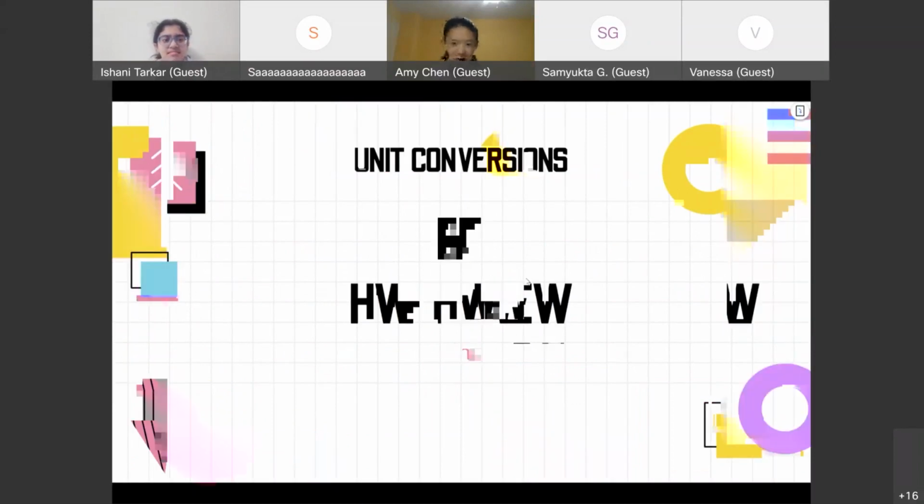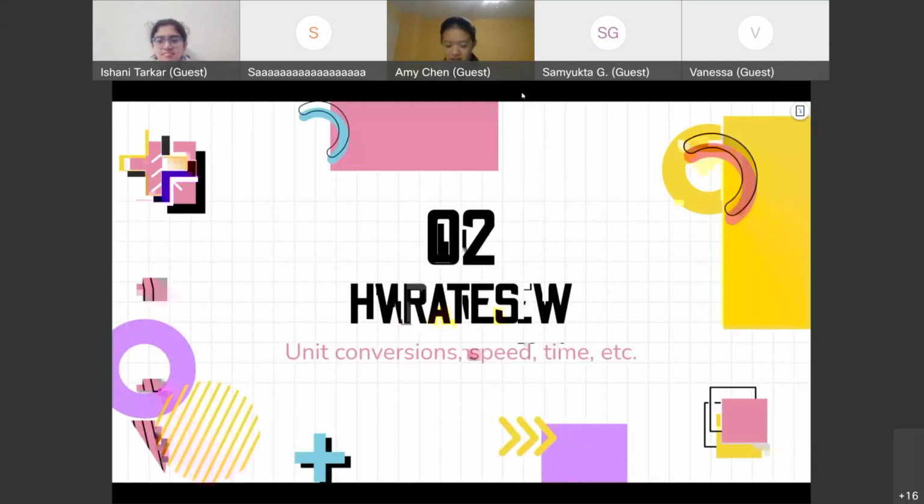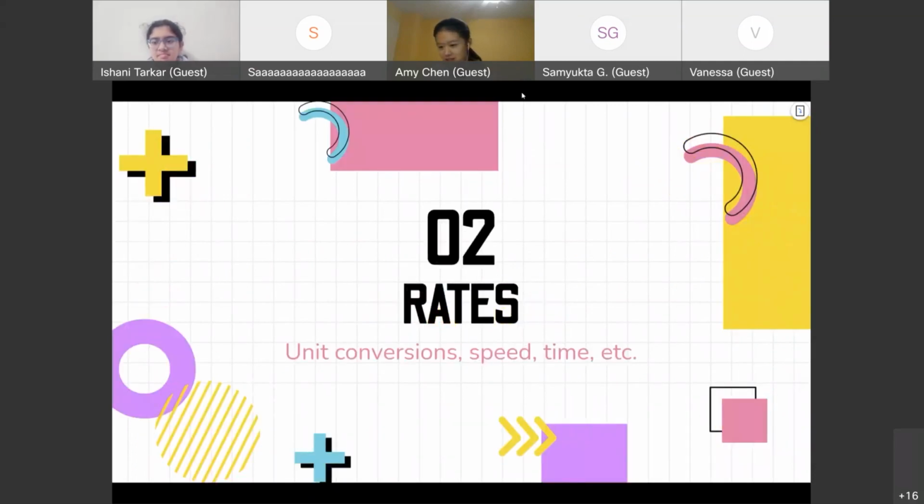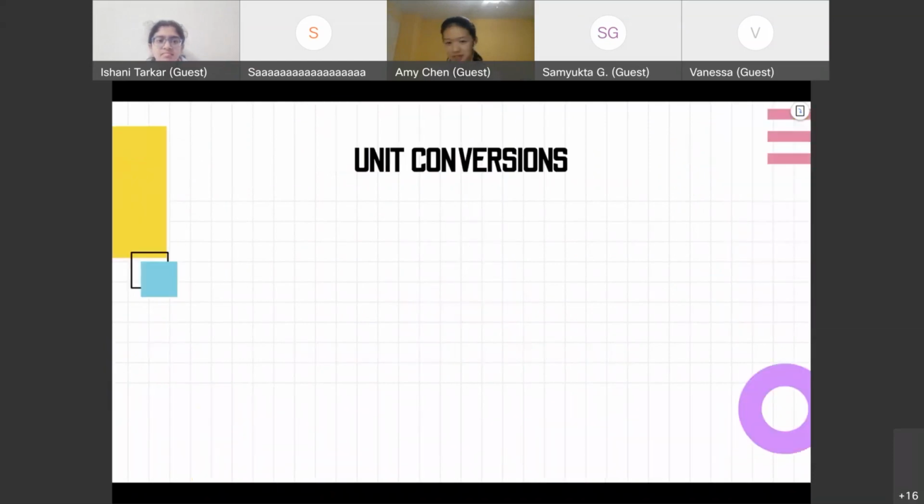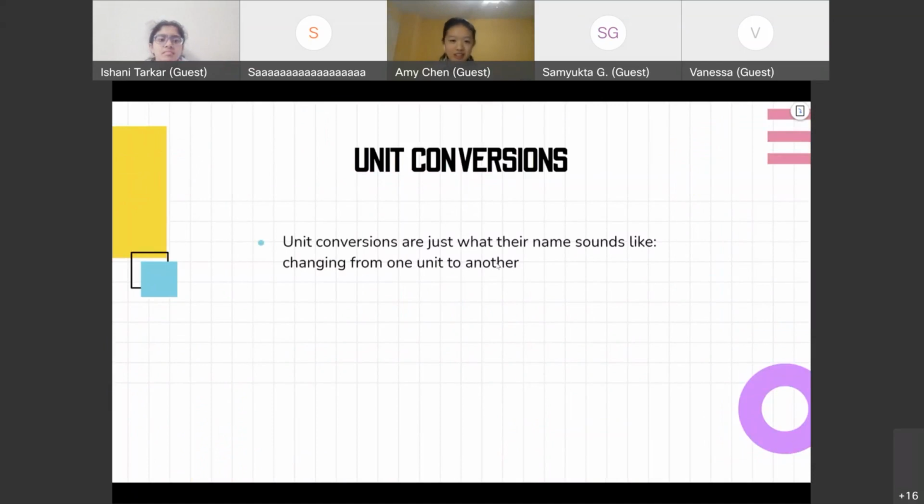So rates. Well, actually, first unit conversions, because when you're doing rates, you need to make sure your units are right. You can't just do miles per minute if it's asking for miles per hour. So unit conversions are just what the name sounds like: you're changing from one unit to another.